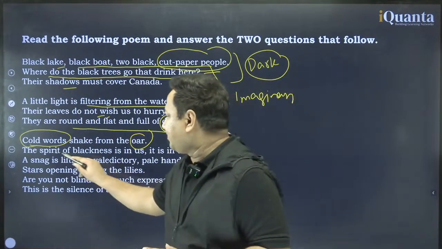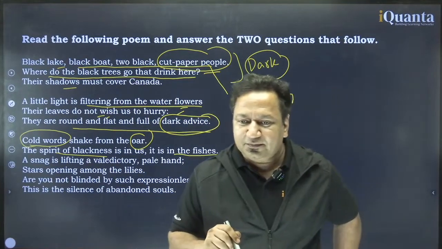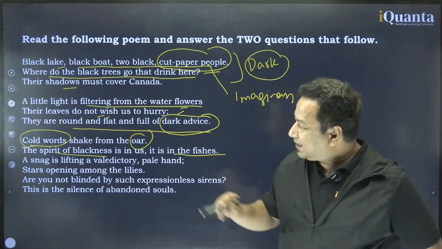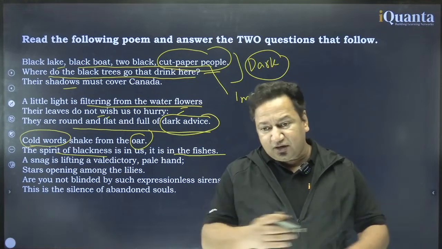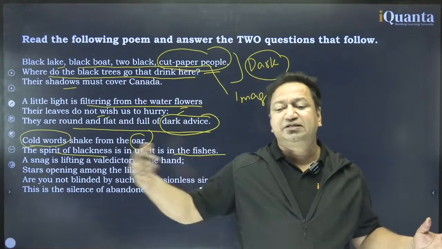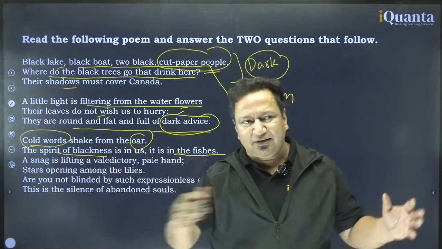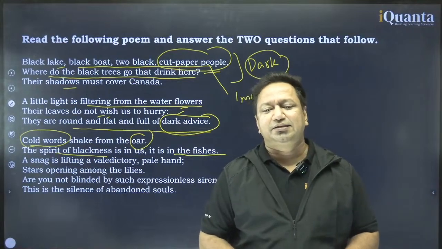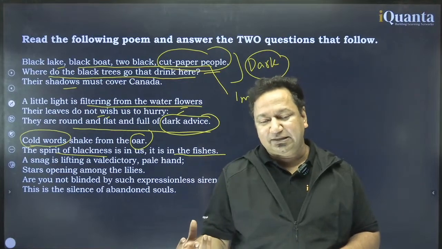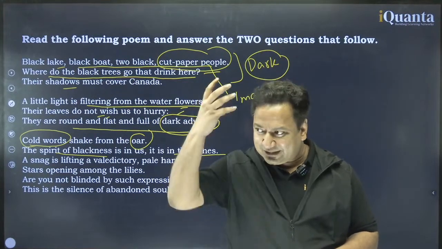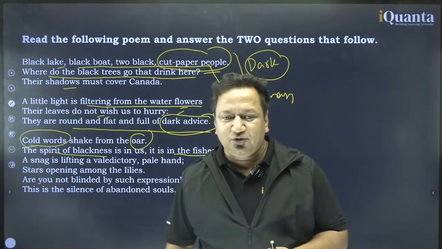Okay, spirit of blackness is in us. It is in the fishes. So now the author feels that the blackness is not just inside our mind. It has overgrown everywhere, and now it is in the fishes also, which is of course a kind of imaginary thing. It is not possible in the real world, but the author is going deep inside that evil zone, that depression, the state of sadness. There's no way she can come out of it. She's going deeper and deeper, because now her thought has seeped in through fishes as well.